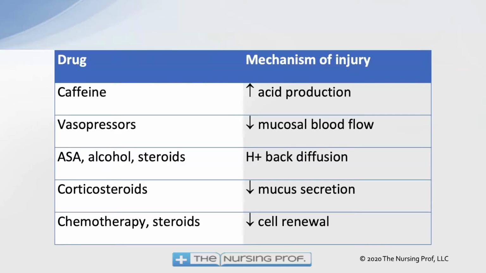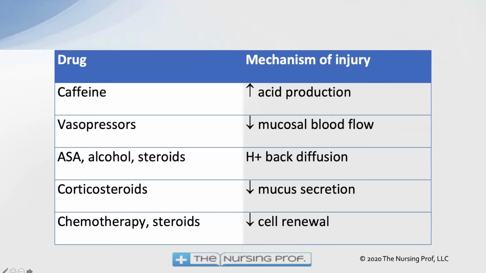So let's take a look at some of these things that can create some irritation to the stomach lining. So caffeine as a stimulant is going to increase acid production. Vasopressors will decrease mucosal blood flow. So vasopressors are causing vasoconstriction, and they cause it not only in the periphery to increase your blood pressure, but also they're going to cause vasoconstriction around the stomach, and that decreases our mucosal blood flow, and then the mucosa can become eroded.